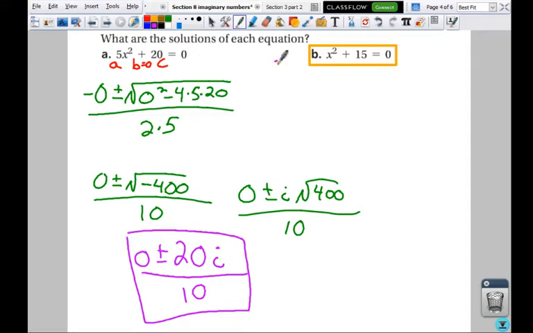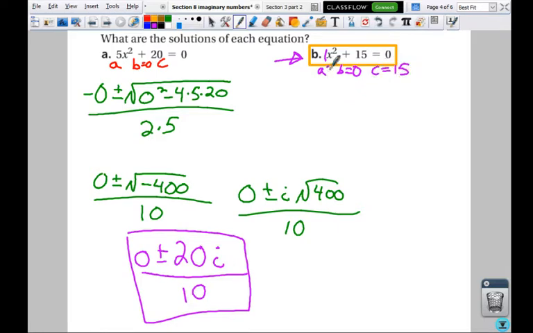I want you to do part B in the box here. Plug it into your quadratic equation, start solving it, and if you get a negative, do the i thing. On this one, A is 1, because that's a 1 right there. B is 0, because it doesn't even show up. B is by the x. And then C is 15.